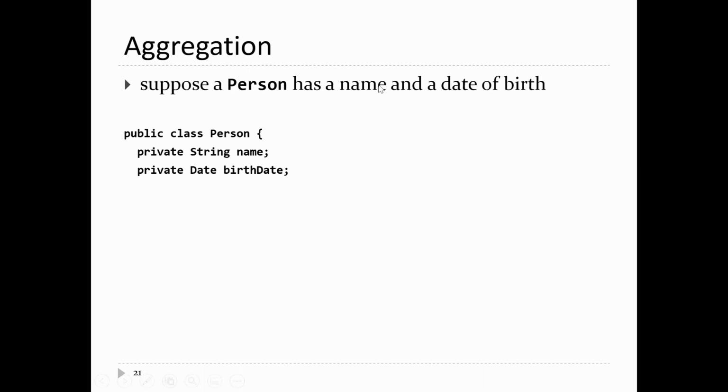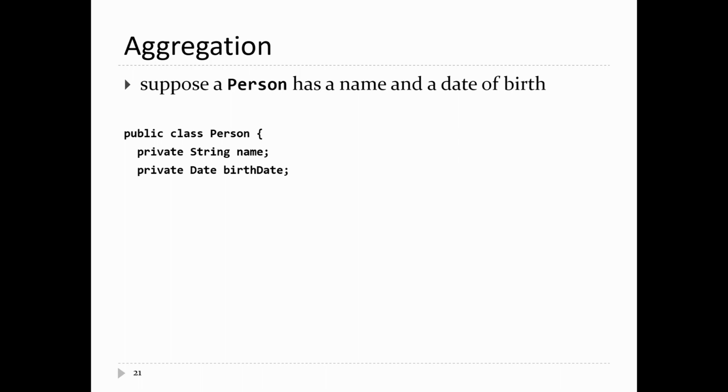So a person might have a name and a date of birth. Now, how am I going to represent the name and date of birth? Well, I can represent the name using a string, and I can represent the date of birth using this class called Date. So Date is java.util.Date. It's a class that represents basically a time in Java. They're both reference types. So I now have some sort of relationship between the person class and the string and date classes.